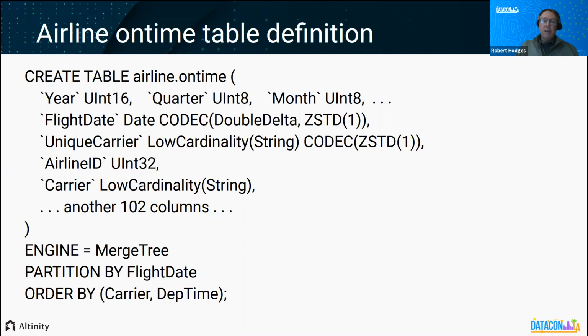In the airline database, the table's name is ontime. I'll just draw your attention to three things. One is there's this engine called MergeTree. ClickHouse uses engines, a bit like MySQL. It's just that the engines are much bigger.